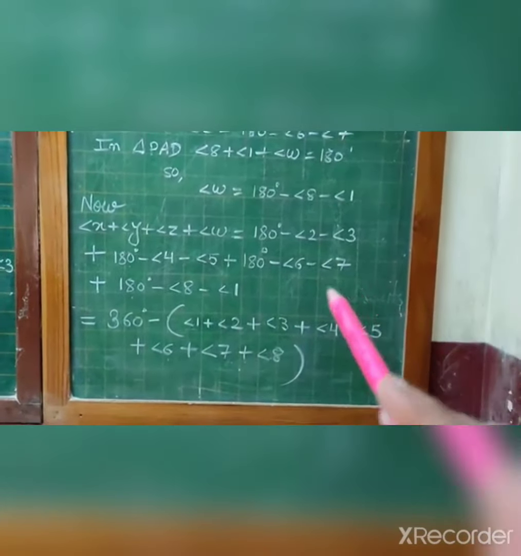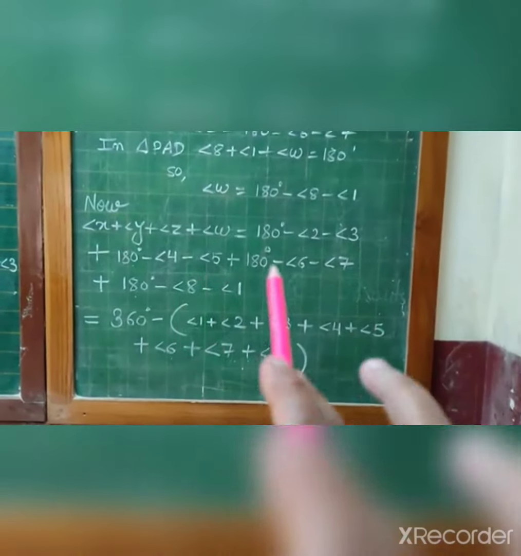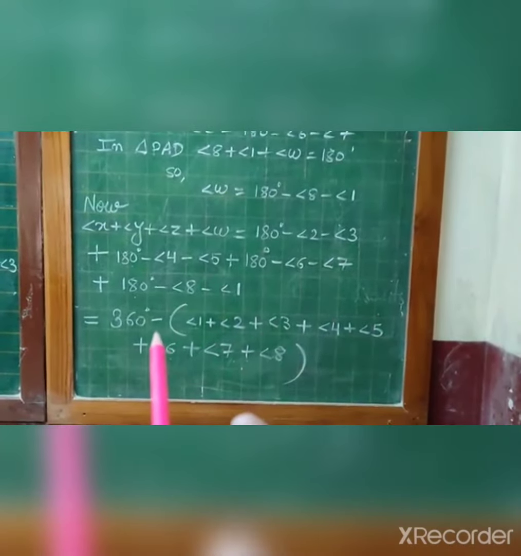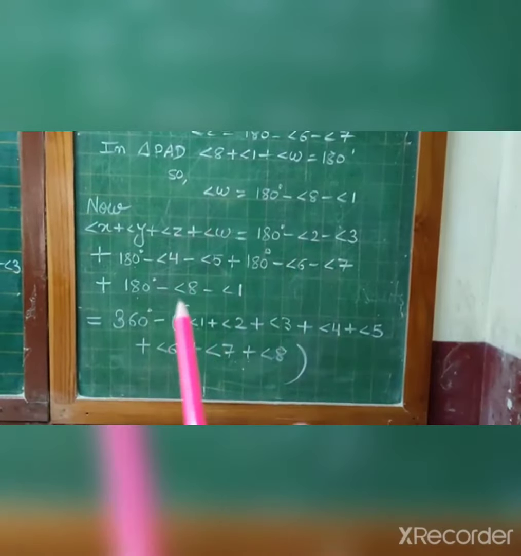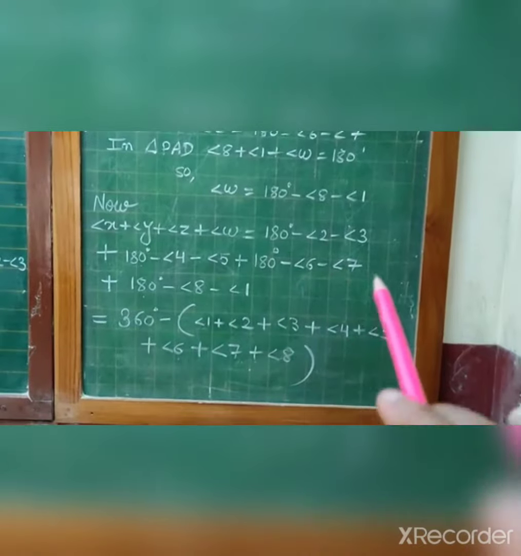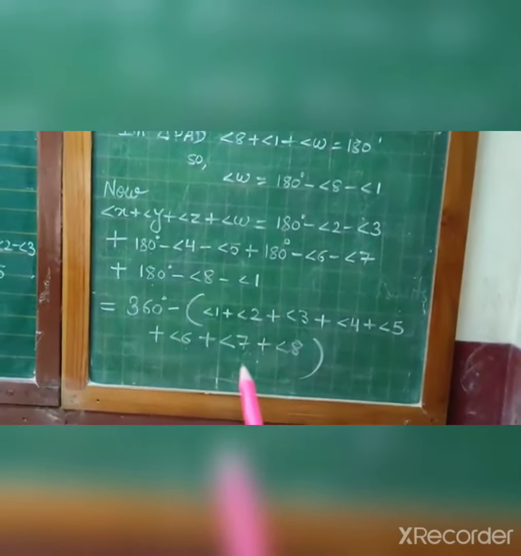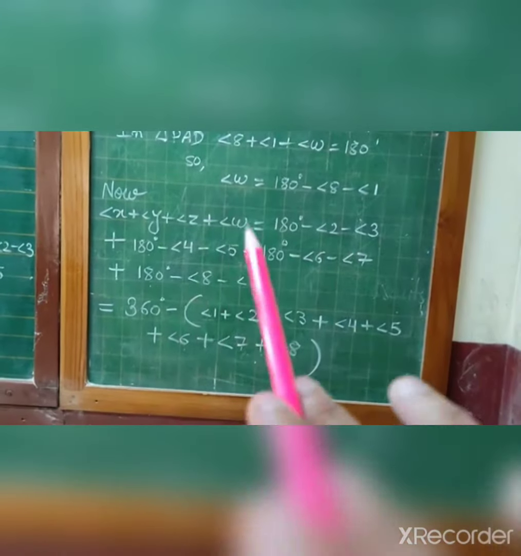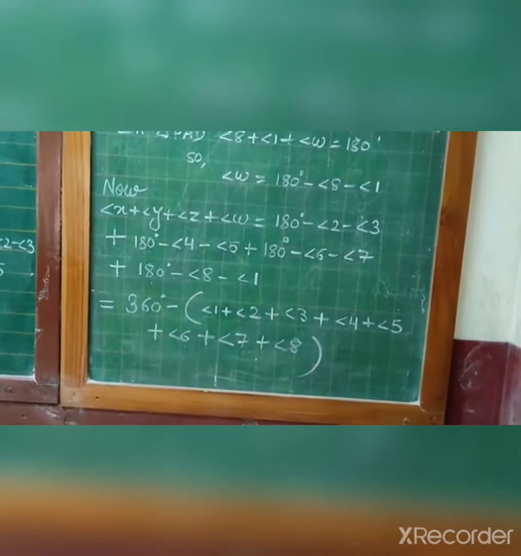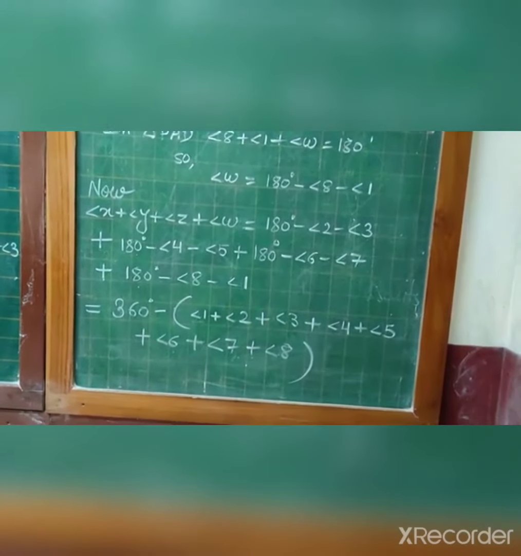And take the minus sign common from each angle. So minus you have taken common: minus angle 1 plus angle 2 plus angle 3 plus angle 4 plus angle 5 plus angle 6 plus angle 7 plus angle 8. After that you try to calculate the answer. I will give you later on.